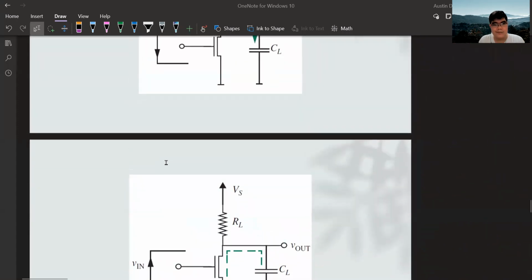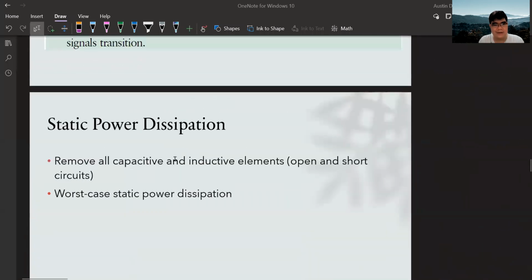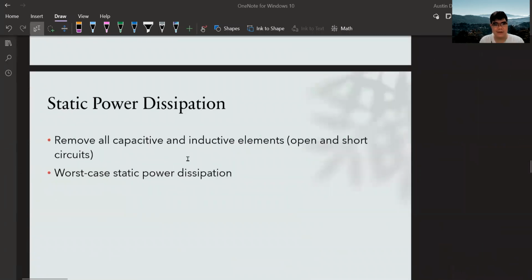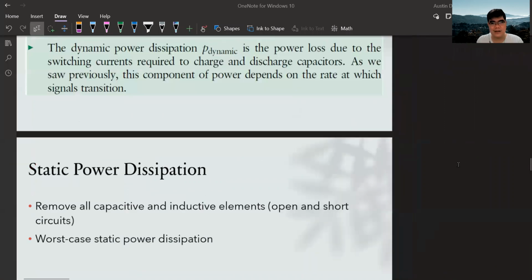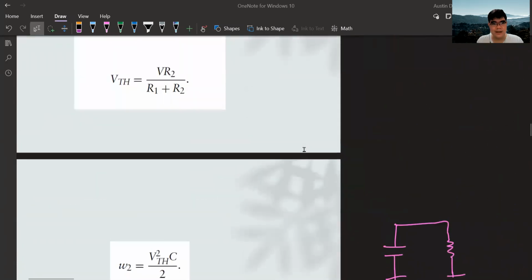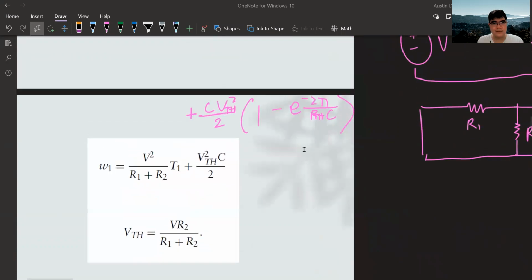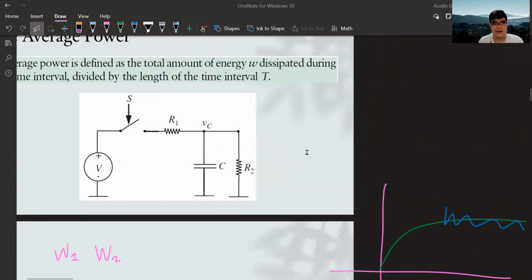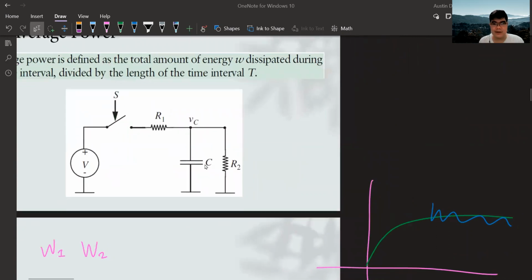Okay, let me go back to the earlier one. I said worst case static power dissipation, let's do it for this case. What did we get? What did we do? Sorry, this one. So we turn off the capacitor, and then we get the power dissipated, so P is equal to V squared over the total R, which is just a series. Okay? I said earlier this seemed wrong, like I wasn't getting it.